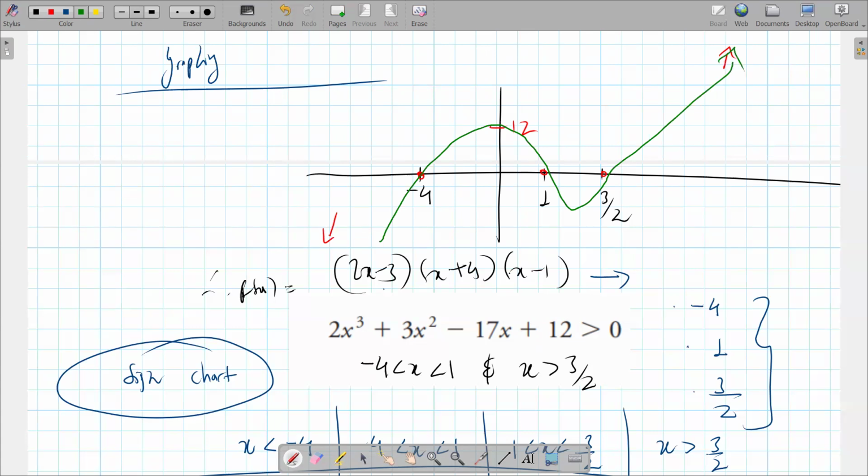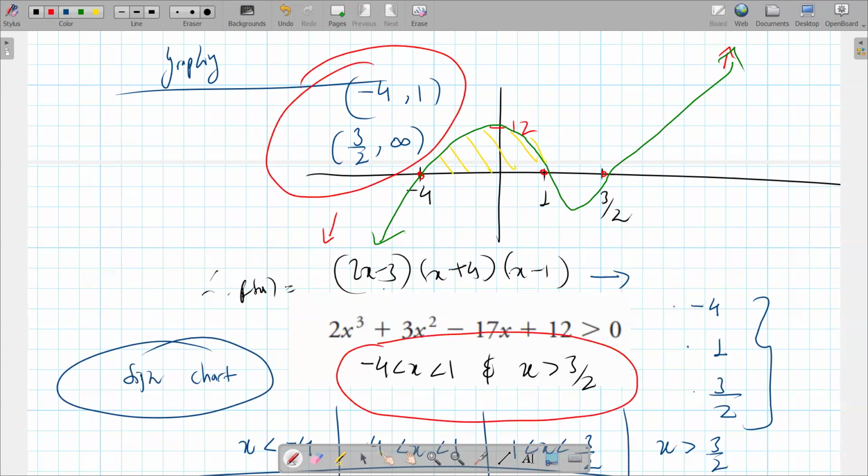Now look at this. From the graph, when is the graph positive? It's positive right here. Do you agree? Between negative 4 and 1, it's positive. Where else is it positive? When x is greater than 3 over 2. Exactly. So I'm just going to show you how to write this in interval notation. Like that. So there you go. That's the answer. This answer and this answer are exactly the same. This one is in interval notation, and this one is in set notation.